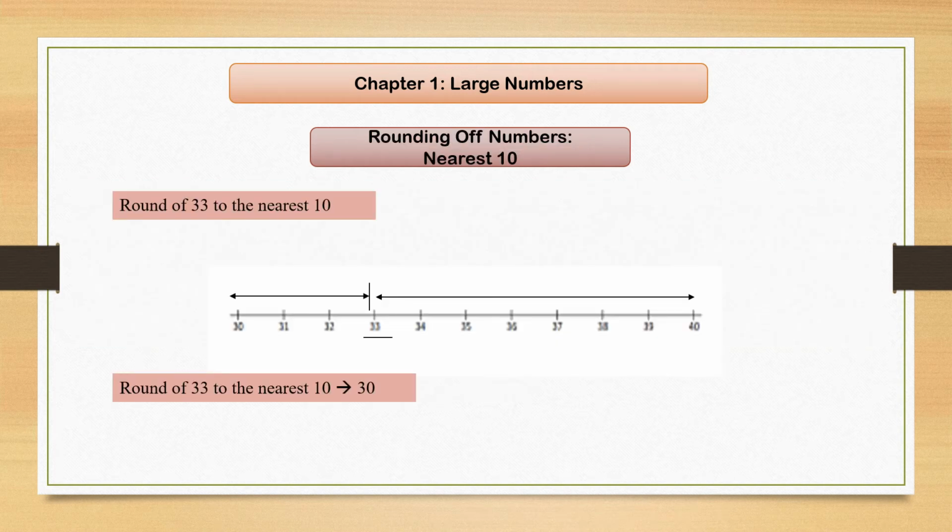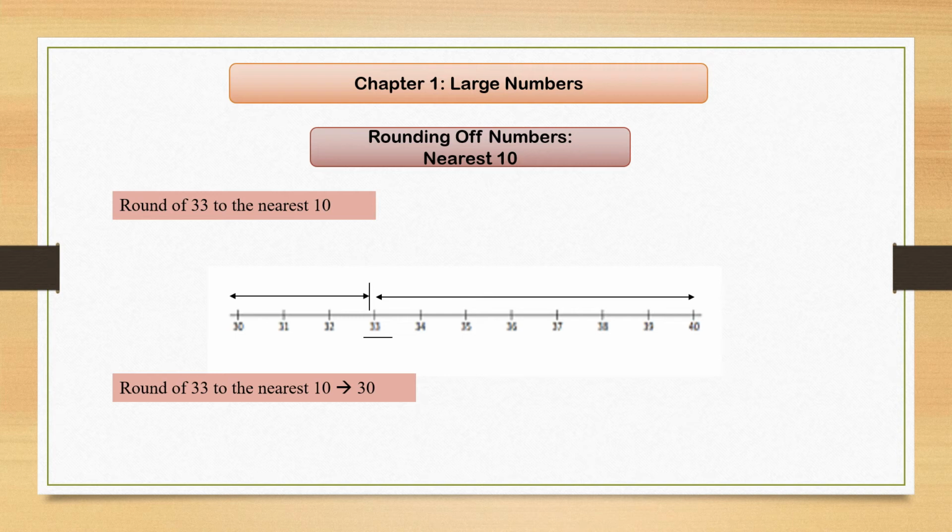Rounding off numbers. What do we mean by rounding off? It is finding a number that is close to the original number. The numbers such as 10, 100, 1000 are easy to remember. So, while rounding off, we find the multiple of 10, 100 and 1000 that is nearest to the actual number. Let's understand rounding off a number to the nearest 10 with the help of an example.